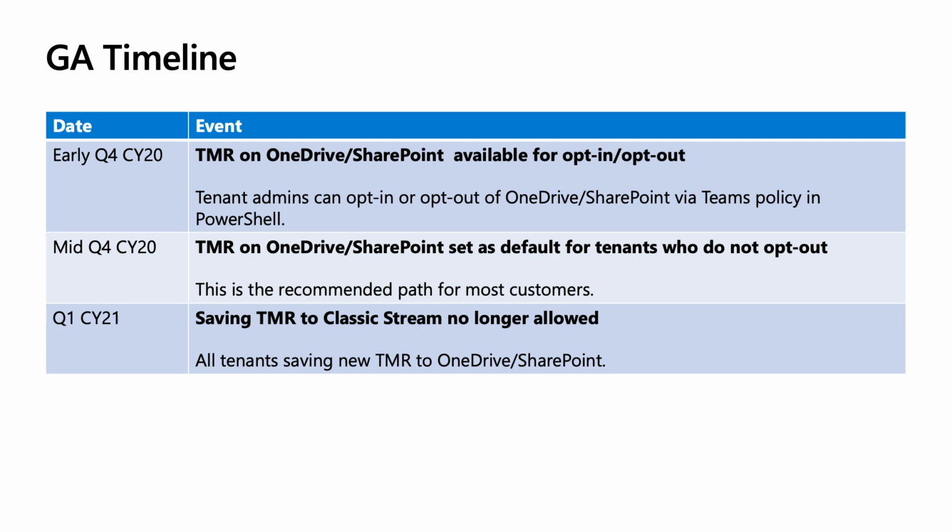Now I'm going to talk about the timeline for the rollout of the new experience. You'll be able to take advantage of all of the great benefits we've just outlined by opting in early Q4 of this year. By the middle of Q4 of this year, we are going to default all tenants into the new experience. Finally, in the first quarter of next year, all new meeting recordings will be required to go to the OneDrive and SharePoint platform instead of Stream. But don't worry, you will still have access to all of the existing recordings in Stream.